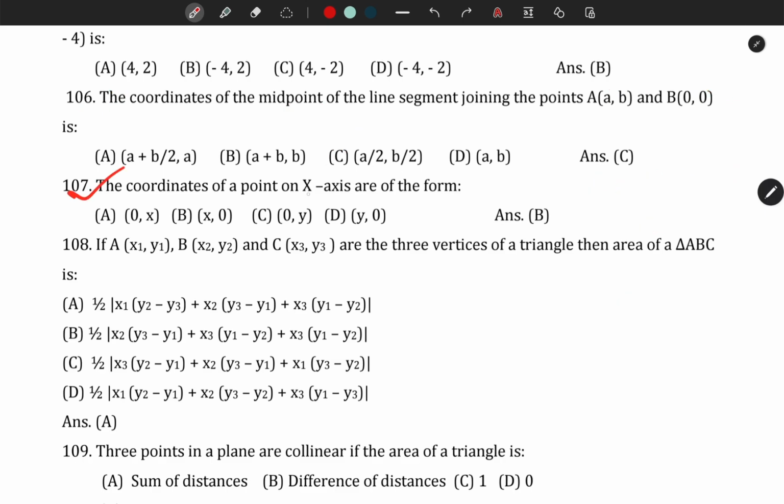Next question, the coordinates of a point on x-axis. So I've already done this. On x-axis, the point will always be in this form, x comma 0, and on y-axis it will be 0 comma y. So the answer here is B, x comma 0.